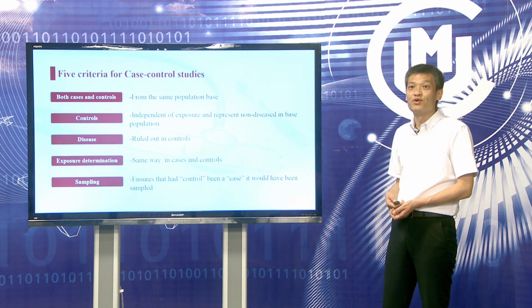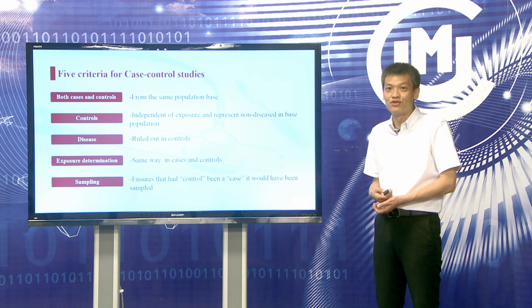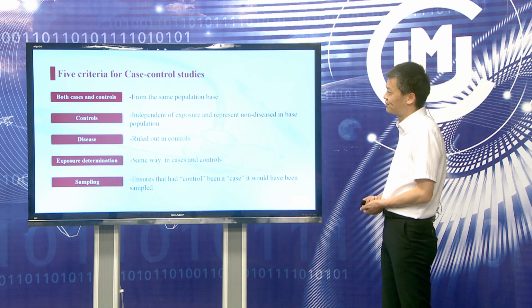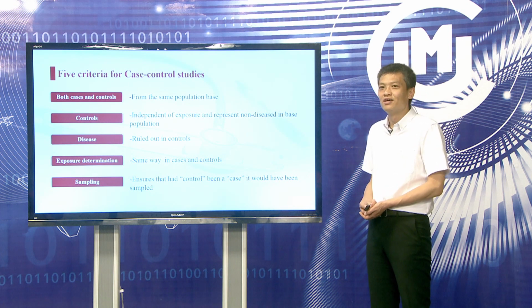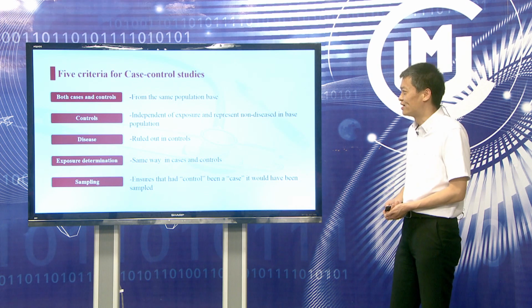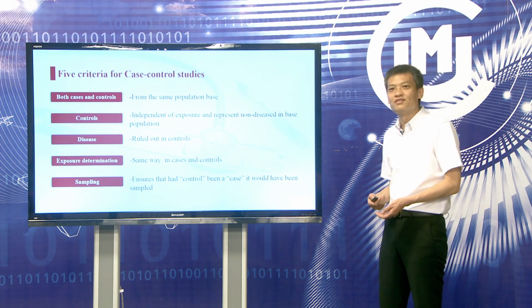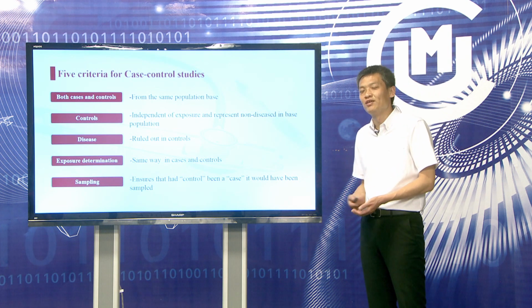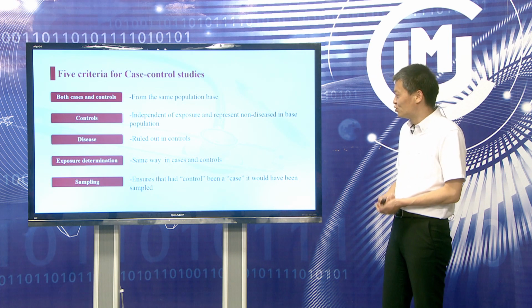These are five criteria for case control studies. Both cases and controls are from the same population base, and the controls are independent of exposure and represent the non-diseased in the base population, and the disease is ruled out in controls. We have to measure the exposure in the same way in both cases and controls, and we have to do random sampling to ensure that if the control had been a case, it would have been sampled.